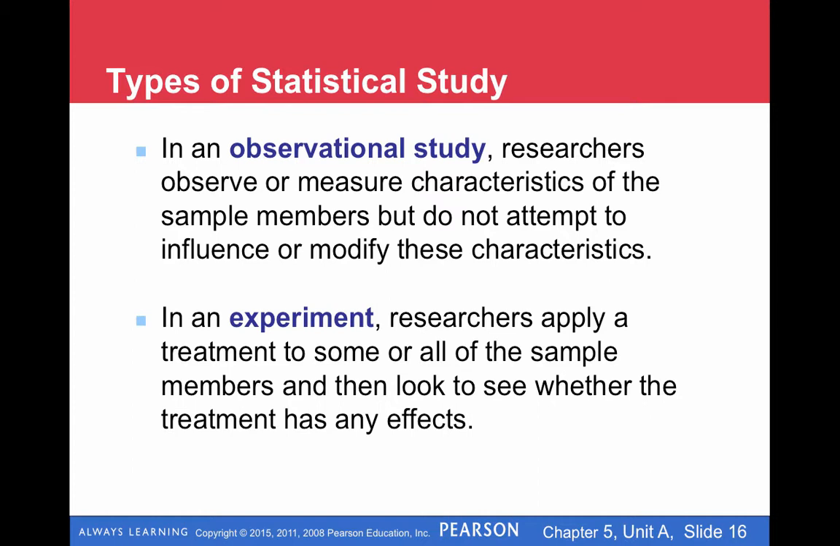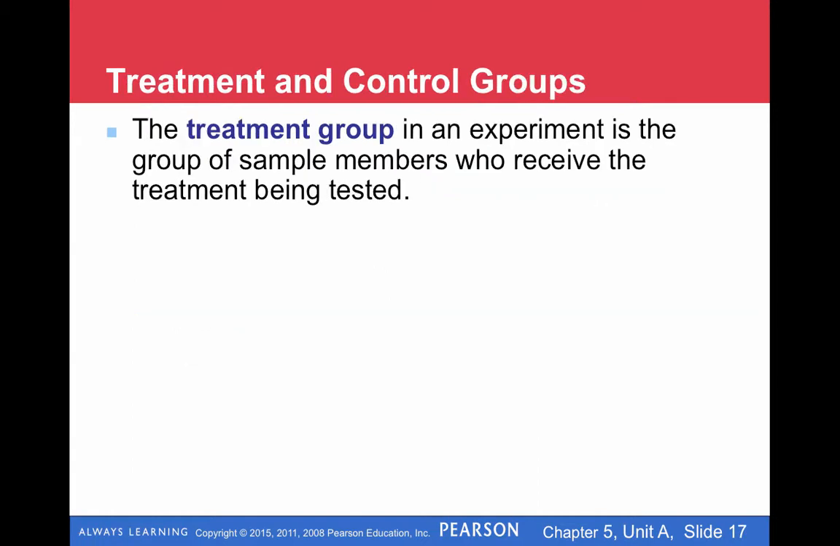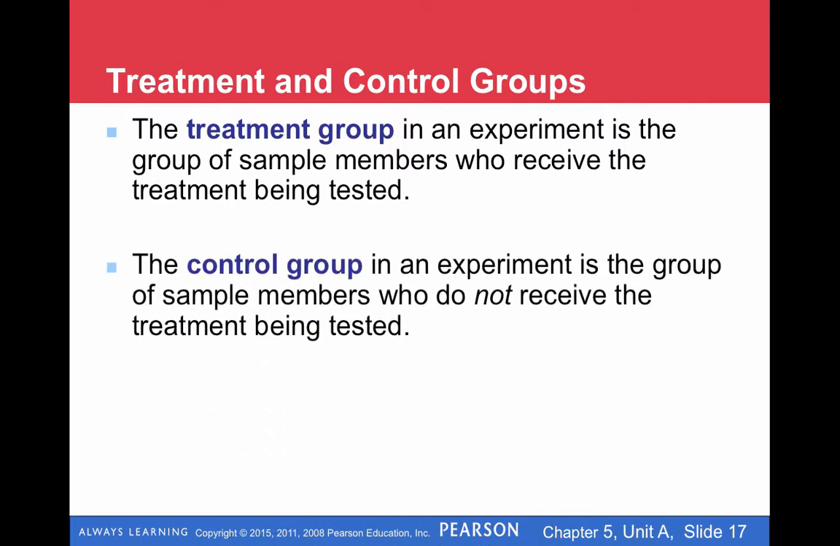In an experiment, researchers apply a treatment to some or all of the sample members and then look to see whether the treatment has any effects. So the big key with an experiment is that people are given a treatment, like a pill or a new technique of exercise or something like that, and we see if it has any effect. The treatment group in an experiment is the group of sample members who receive the treatment, and the control group is the group who do not receive the treatment. Sometimes that's the placebo, not all times.